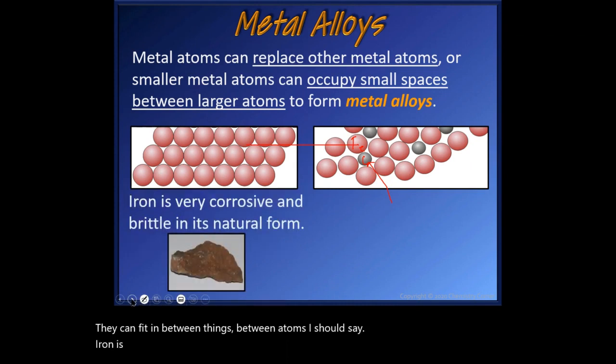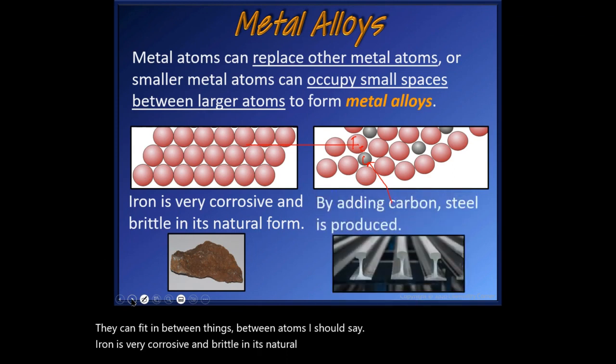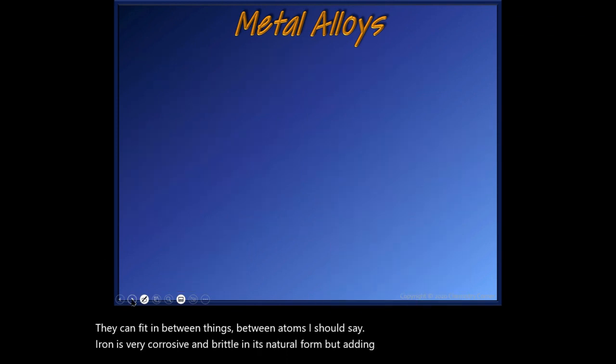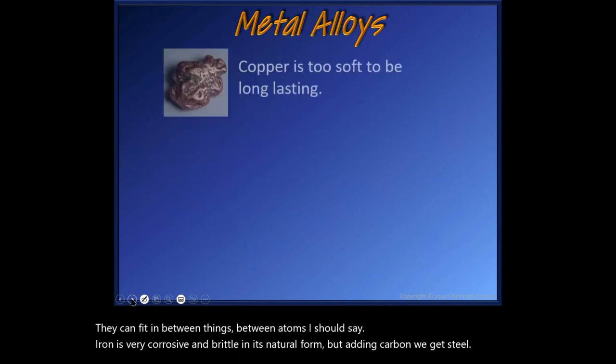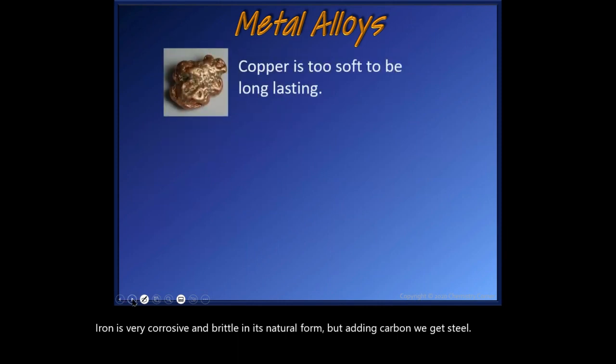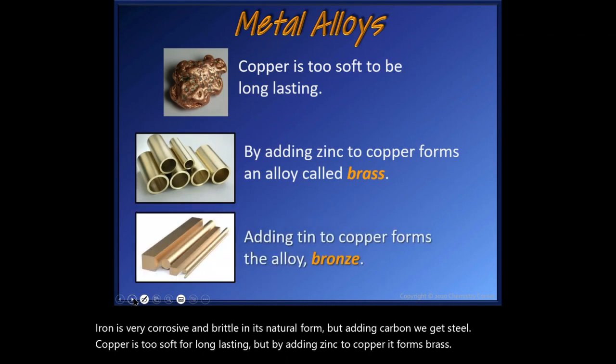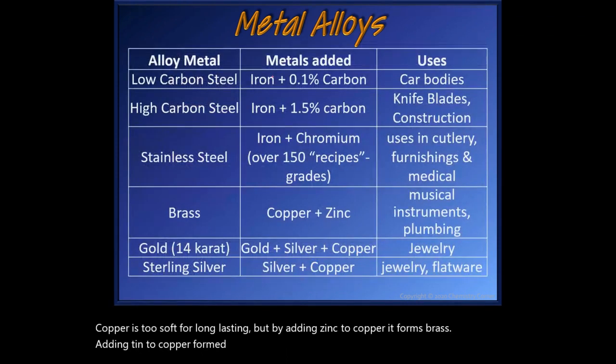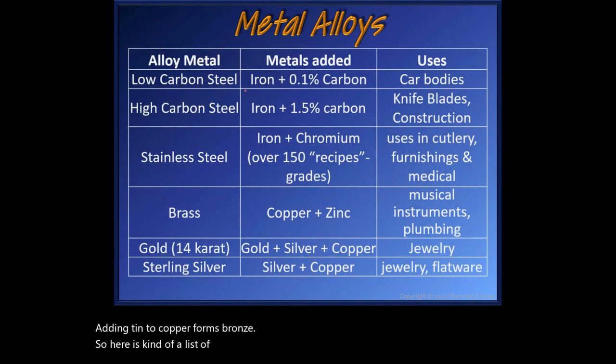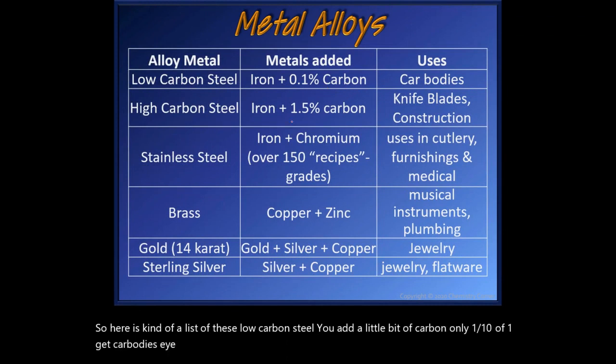Iron is very corrosive and brittle in its natural form, but adding carbon, we get steel. Copper is too soft for long lasting use, but by adding zinc to copper, it forms brass. Adding tin to copper forms bronze. So here is kind of a list of these. Low carbon steel, you add a little bit of carbon, only 0.1%, you get car bodies. High carbon steel, iron plus 1.5% carbon, you get knife blades and construction equipment.